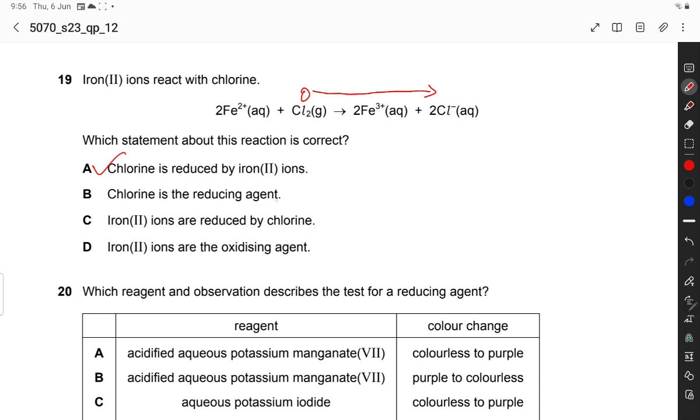Chlorine is the reducing agent? No, chlorine is the oxidizing agent, because it is reduced. Iron 2 ions are reduced by chlorine? Iron 2 ions are not reduced, they are oxidized. Iron 2 ions are the oxidizing agent? No, iron 2 ions are not the oxidizing agent, they are the reducing agent, because they themselves are oxidized. So A option is correct option.